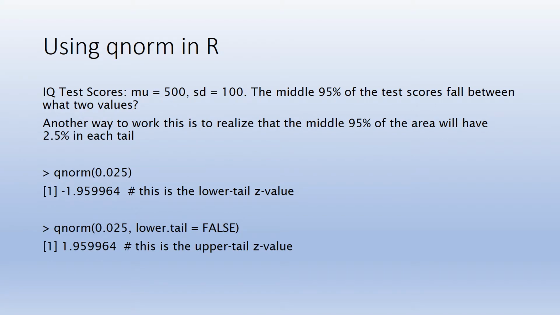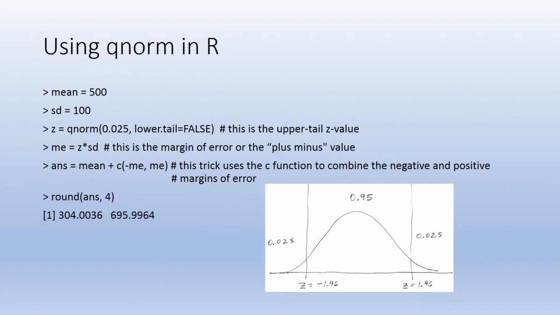Another way to work this is to realize that 2.5% of the area is below score 1 and 2.5% of the area is above score 2. Using the default values for the mean and standard deviation, along with lower.tail equals FALSE, we will find the z-value at the 2 points. The code on this slide is similar to a method I use to find something called confidence intervals. We'll study this concept in Lesson 3.